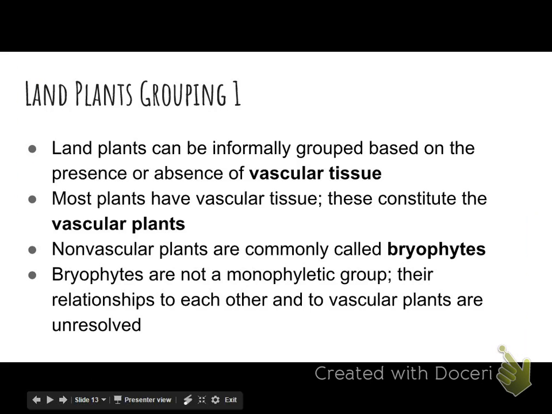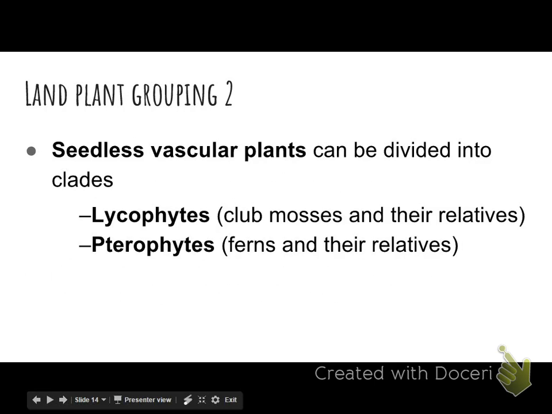And so land plants can be informally grouped based on the presence or absence of vascular tissue. Most plants have vascular tissue. These constitute the vascular plants, and non-vascular plants are commonly called bryophytes. Bryophytes are not a monophyletic group, and their relationship to each other and to vascular plants is unresolved. Then there are seedless vascular plants under vascular plants, and they can be divided into lycophytes and pterophytes.